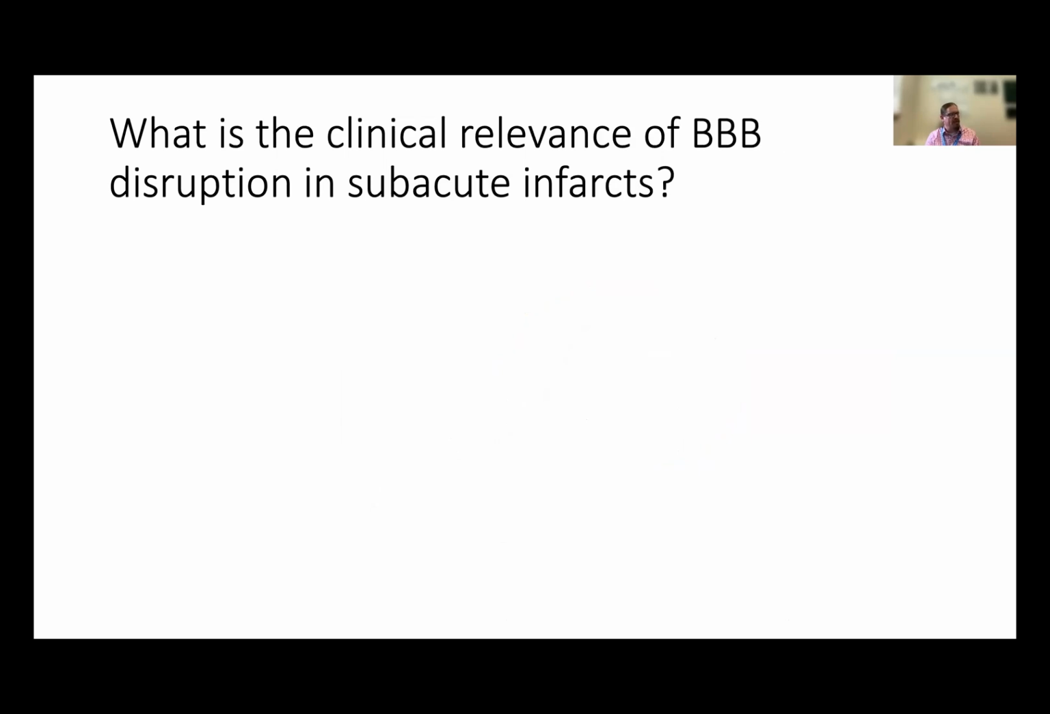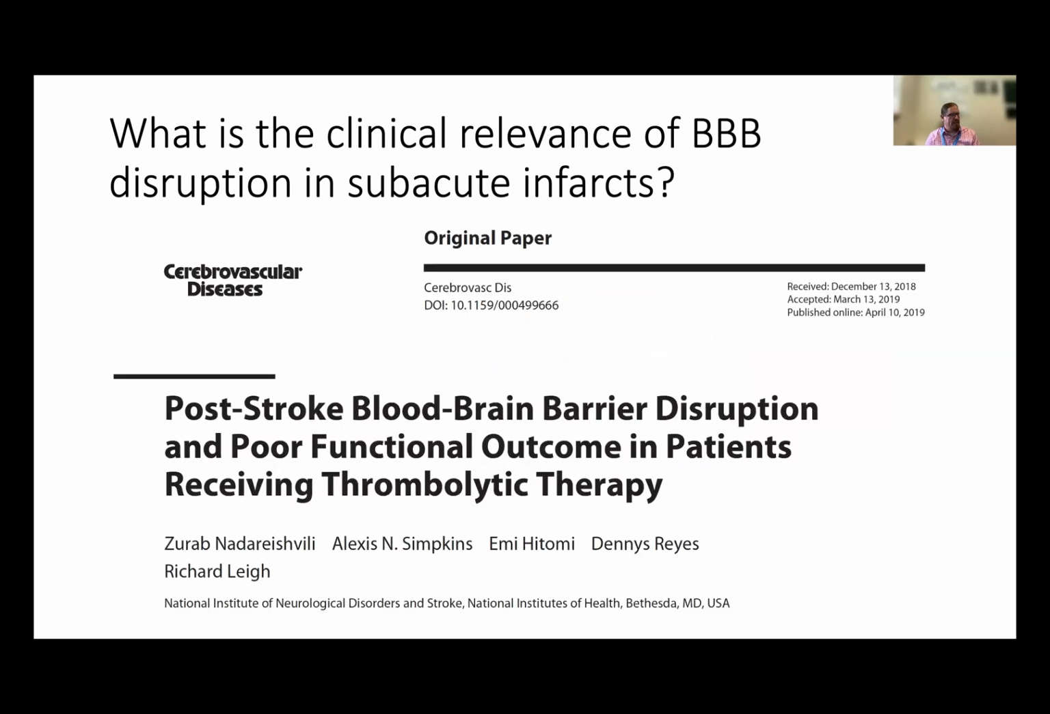So what is the relevance of blood-brain barrier disruption in a subacute stroke? We looked at this, obviously, because we had the data at the NIH. It was a pretty straightforward thing to look at. So we looked at post-stroke blood-brain barrier disruption and how that played into functional outcome. So how well did people recover after their stroke?